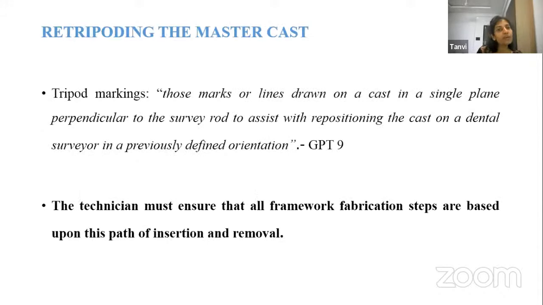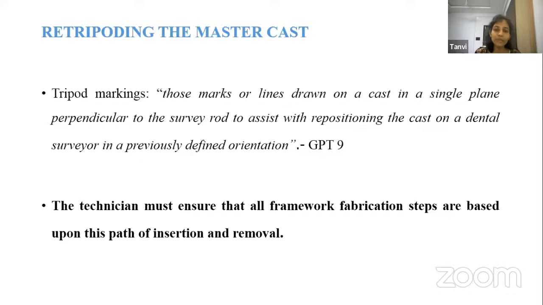So the first step done by the laboratory technician is tripoding the master cast. The diagnostic cast which was surveyed, with all its information, is now transferred to the master cast. So what he does now is tripoding. These are the marks or lines drawn on the cast in a single plane, held perpendicular to the survey rod, which assist in repositioning the cast in the surveyor in a previously defined orientation. That is, the path of insertion and removal of the framework on the cast should remain the same throughout the procedure of construction of the framework.